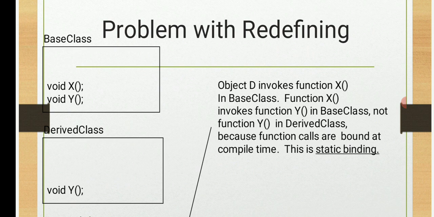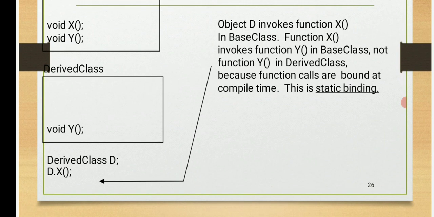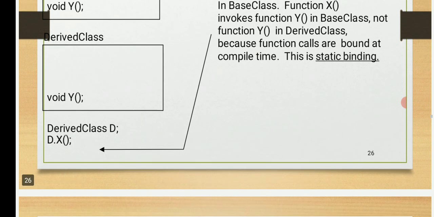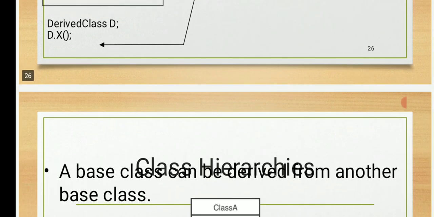One more derived class is created. I am redefining the y function. Right. So for this derived class, I am creating D object and calling the x function. Right. So this is called static binding. So object D invokes function x. Right. In base class, function x invokes function y in base class, not function y in derived class, because function calls are bound at compile time. So here function calls are bound at compile time. This is called static binding.